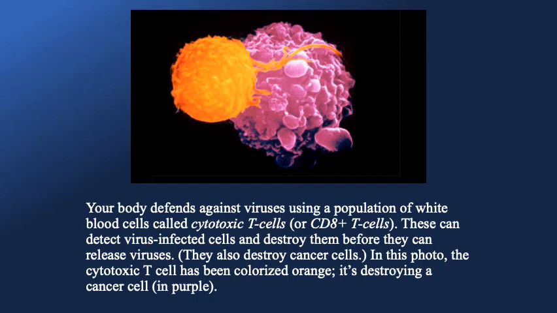Incidentally, they also defend against cancer. This picture shows in orange a cytotoxic T cell snuggling up to a cancer cell, shown in magenta. And the cancer cell is breaking apart into little blobs. This is what cytotoxic T cells do. They would do the same thing to a cell that was infected with viruses.